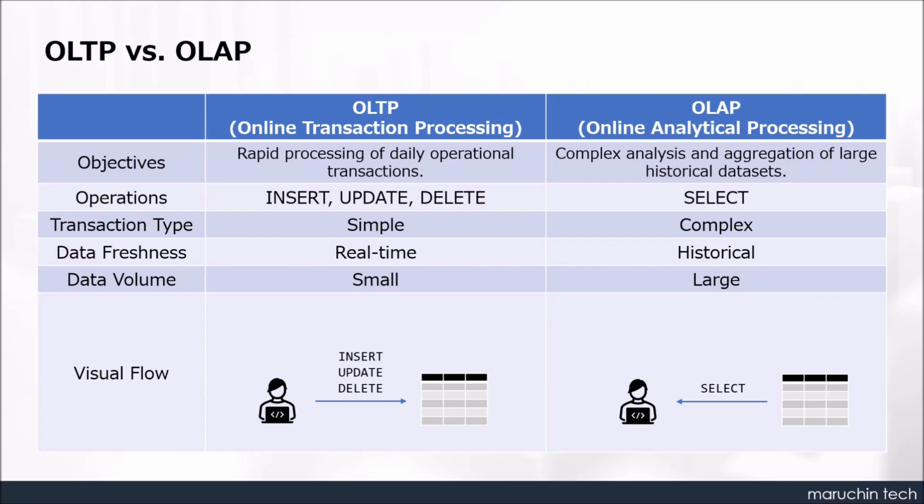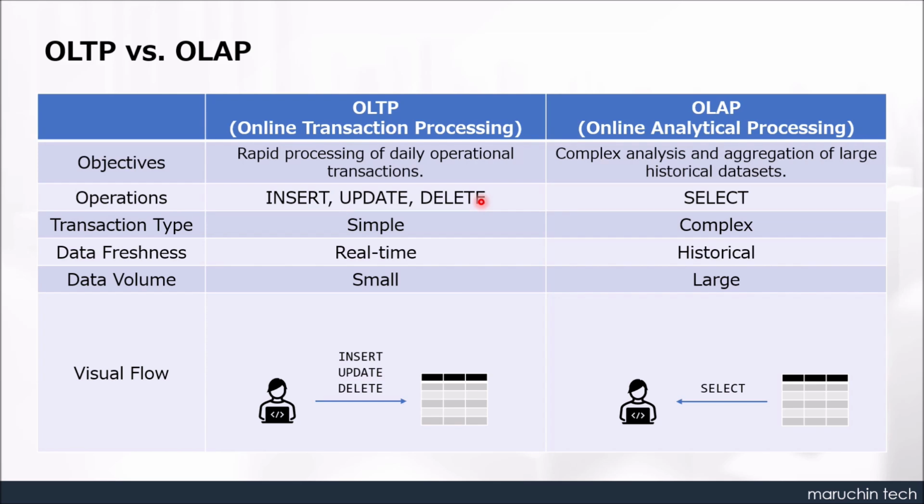Next, let's discuss OLTP and OLAP. OLTP stands for Online Transaction Processing. These databases are designed to execute real-time transactions. This involves operations that insert, update, or delete data. In other words, operations that make changes to the data in the database.